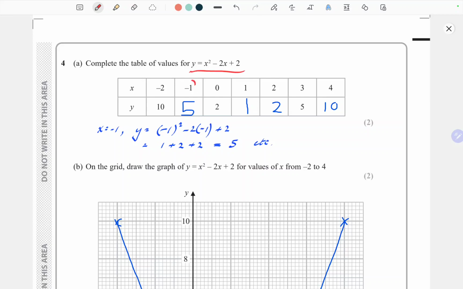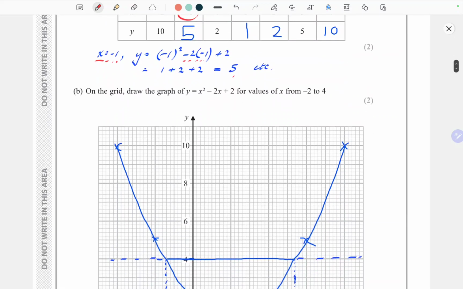And with the 0.1, put the numbers in. So x equals 0.1, put it into the equation. -1 squared minus 2 times -1 plus 2. Taking into account all the signs, be careful about the signs, all right? 1 plus 2 plus 2, okay? 5 and so on. So the rest of them do exactly the same way.